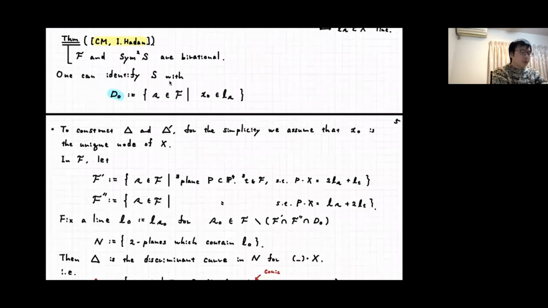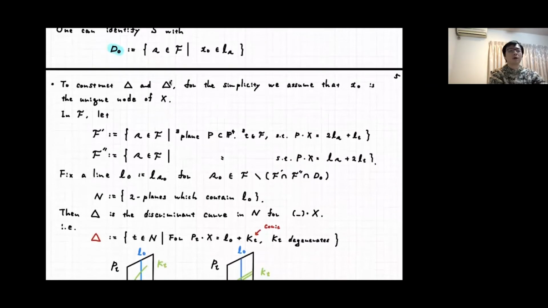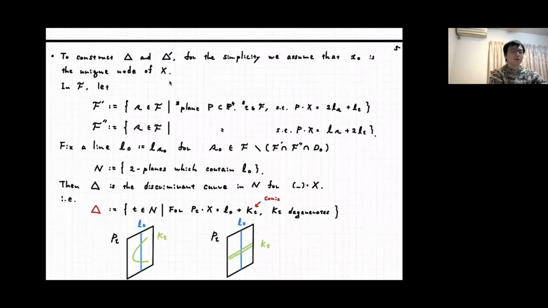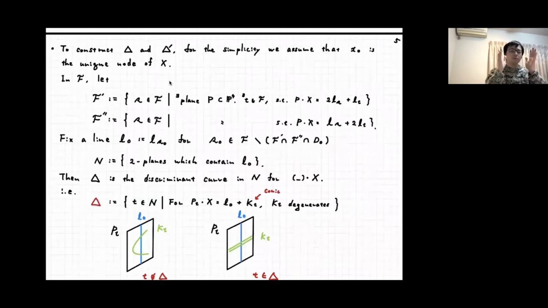Okay, so the reason why I want to introduce this D node is that to define the delta and delta prime, we need to fix a line, and this line should be a kind of good line. Okay, they should not be in the bad places. So not only the D node, we need to introduce other bad places which are coming from the nodes. But for the case of the multiple nodes, it's a little bit complicated.